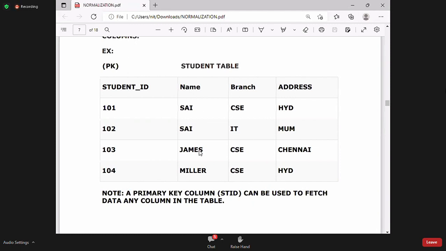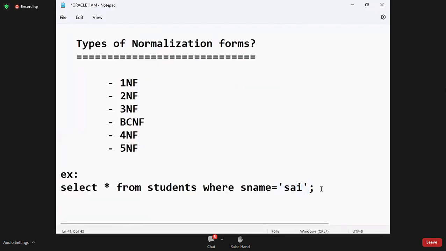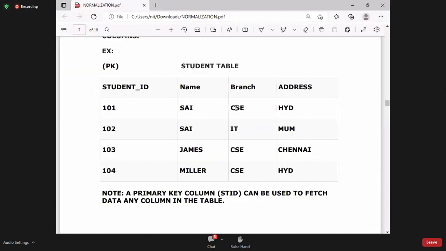Okay, sir, I don't want that. Then I want to go branch wise. So branch name is equal to, suppose Sai is a CSC branch student. If I give the condition branch name equals CSC, then again, how many CSC people are there? Three people come to me. That means Sai comes, James comes, Miller comes. So this also has confusion.